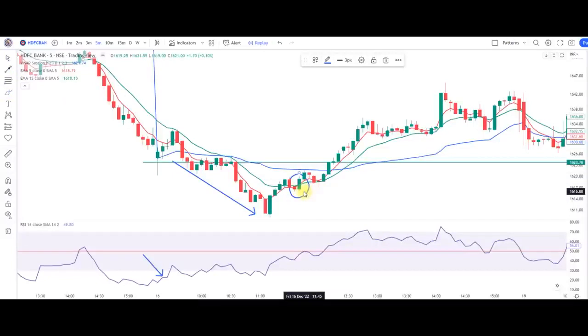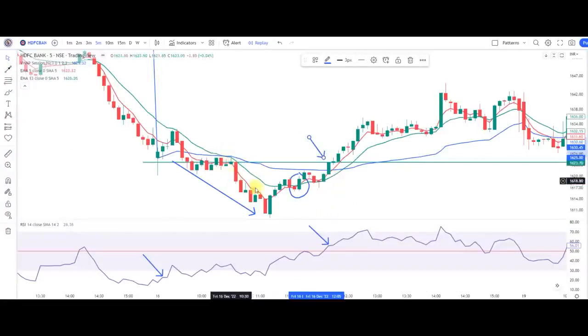Here also we will not enter into the long trade because the other two conditions are not met. Price is below VWAP and here you can see RSI is also below 50. So we will enter into the long trade above this green candle because this green candle gave close above VWAP, and we already got the bullish crossover, and RSI is already above 50. So one can enter into the long trade above this green candle, keeping this low as stop loss.